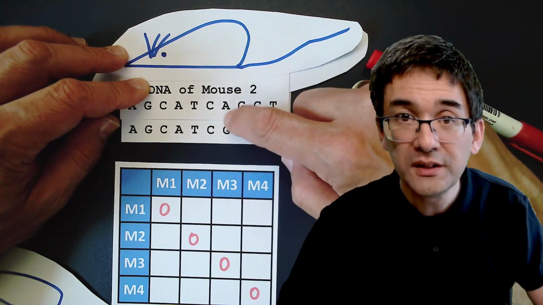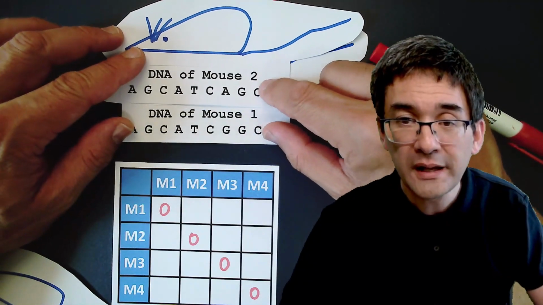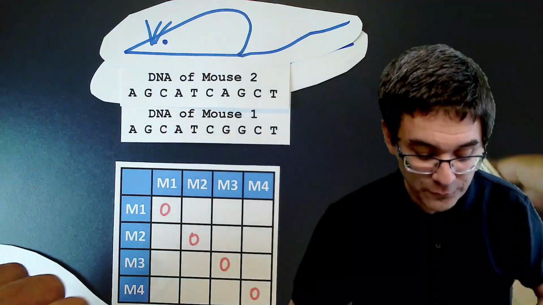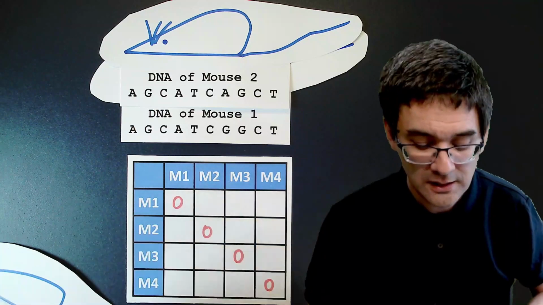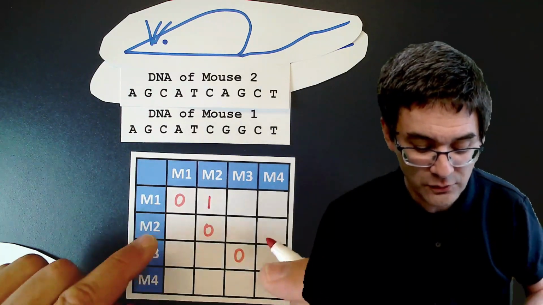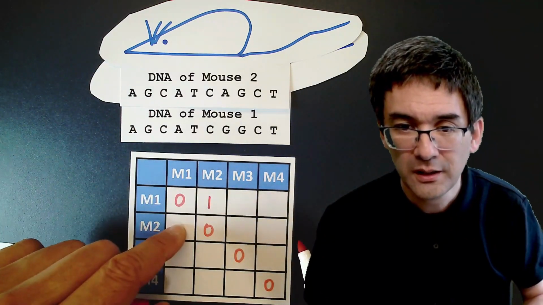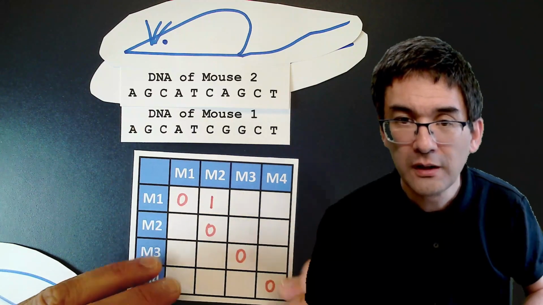So there is only one difference that I found. Mouse 1 and mouse 2 have one difference. So I'm going to write it down here: mouse 2 and mouse 1 have one difference in DNA. And so it's of course the same down here, but again, I'm going to ignore the lower half here.